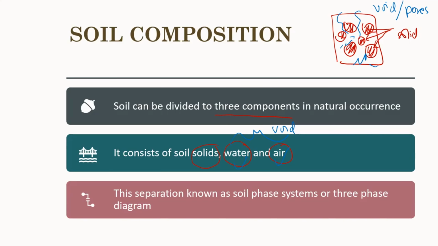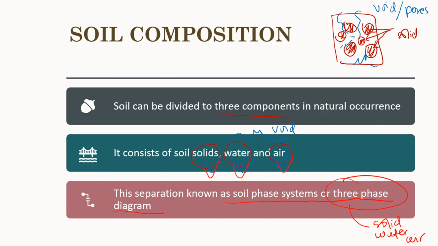So how do we separate these 3 components? We want to separate these 3 components of soil, knowing that soil consists of solid, water, and air. In terms of derivations of the index parameters later, we need to separate them, and this is known as the soil phase system or three-phase diagram. It means that you have all those soil components: solid, water, and also air.